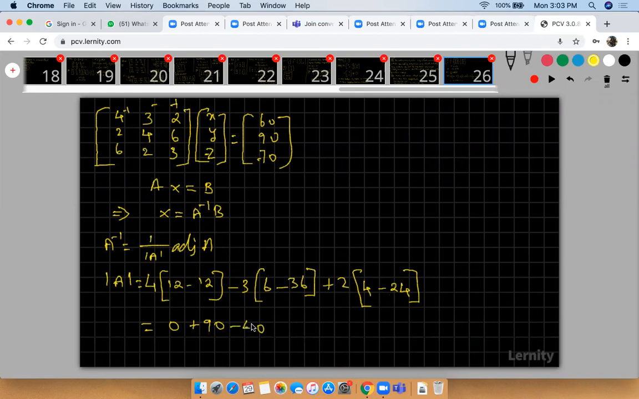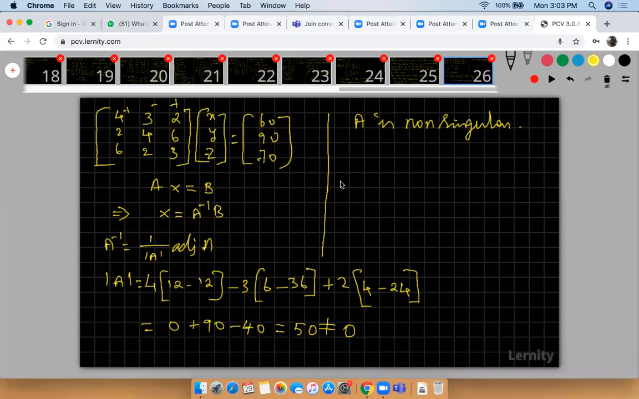So therefore the answer is 50. This is not equal to 0. Not equal to 0 means A is non-singular. Non-singular means A inverse exists. Okay, so write that A is non-singular. Right? A is non-singular means A inverse exists.